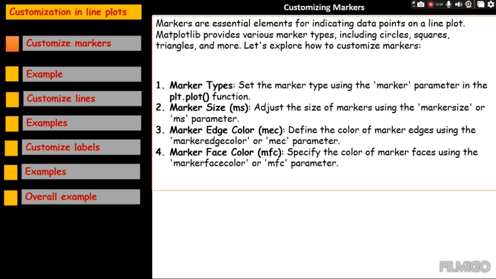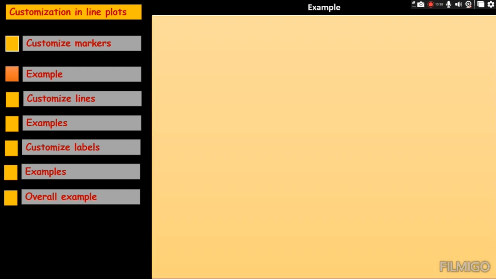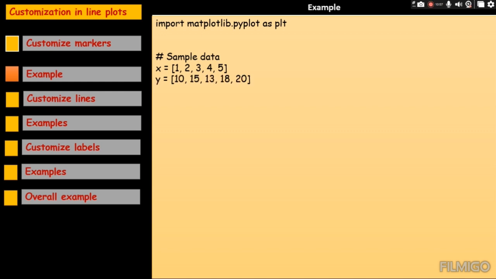To illustrate the customization of markers in Matplotlib, let's consider a simple example where we have a line plot representing the trend of a hypothetical variable over time. We'll customize the markers to enhance their visibility and aesthetics. Import matplotlib.pyplot as plt. Sample data. x equals 1, 2, 3, 4, 5. y equals 10, 15, 13, 18, 20.